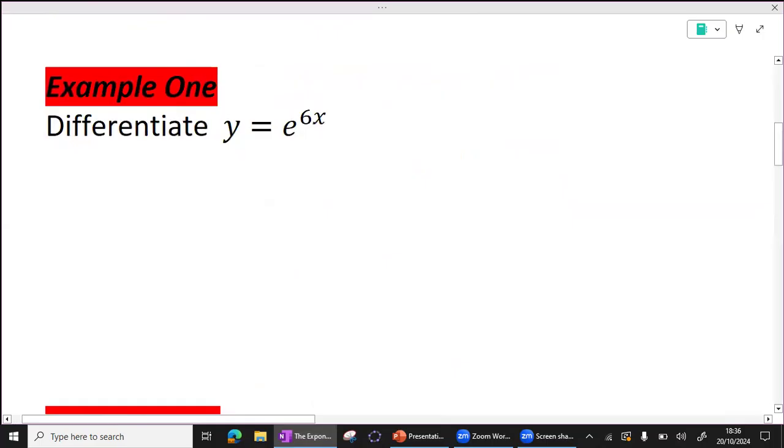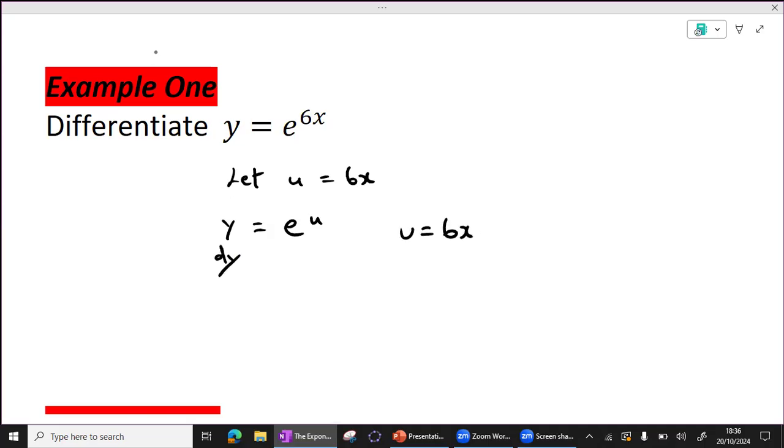Now, in this case, it's not just x, so I'm going to start off and do my usual. I'm going to let u is equal to 6x. So y is equal to e to the u, and u, remember, is 6x. So I do dy/du. Now, when I differentiate e to the power of x, I get e to the power of x. So when I differentiate e to the power of u, I get e to the power of u. So it's the same. And then du/dx is 6.